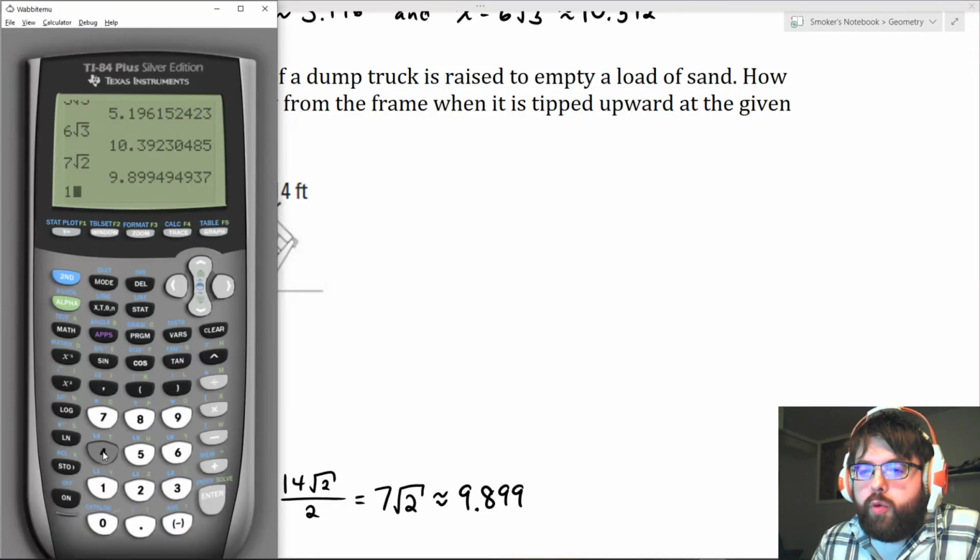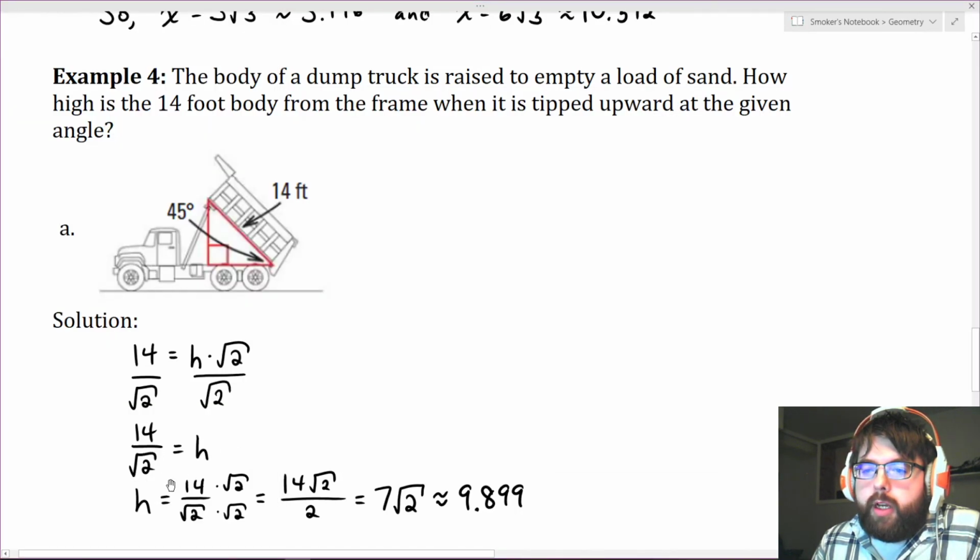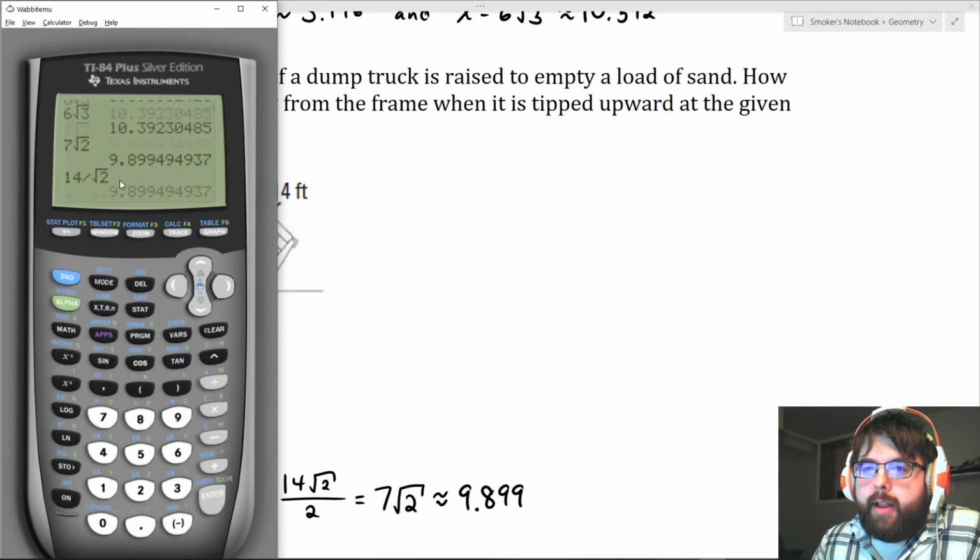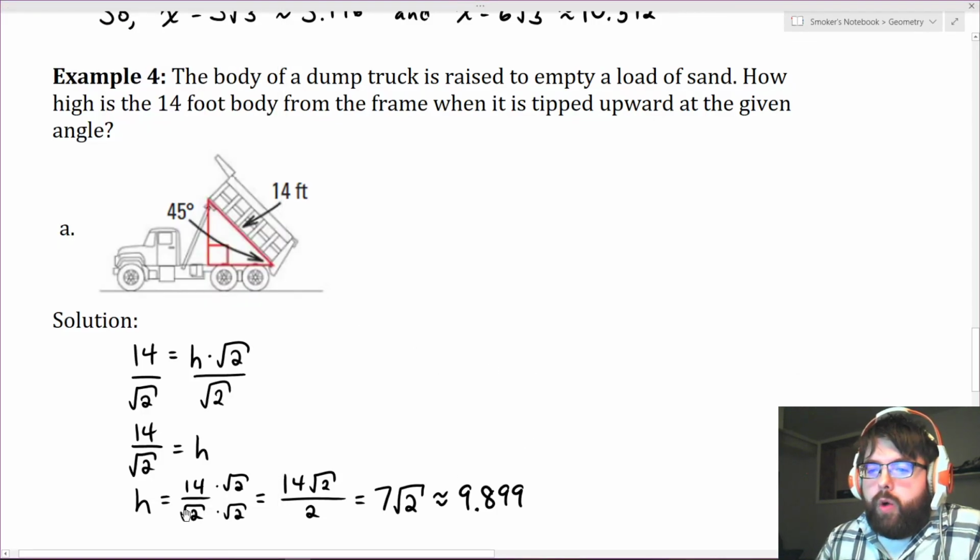Okay, let me just quickly double check that I didn't make a mistake in simplifying the radical. I'm going to go back to 14 over root 2 is what we found, and that is the same decimal. So I did the simplest radical form. They didn't ask for it, but I just wanted you to see that done again, because some problems will ask for it.